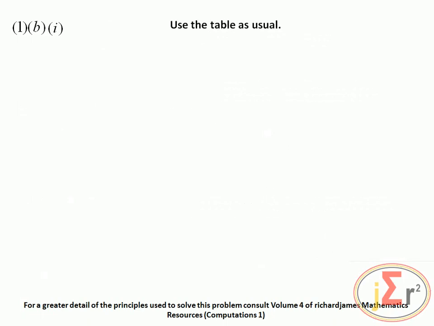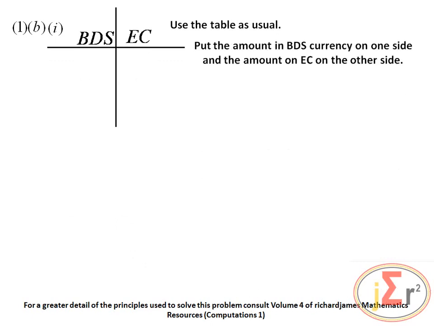We now have a problem that requires us to manipulate foreign exchange. But in this particular case, the rate is not going to be given to us at first. We are going to use a table as is customary with Richard James Mathematics Resources, and the amount of Barbados currency and Eastern Caribbean currency will be placed in their appropriate places.